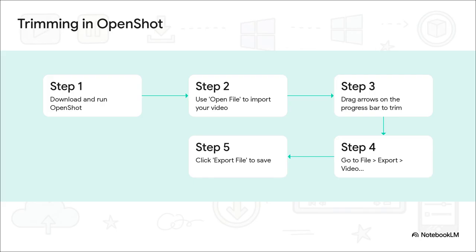But don't let all those extra buttons fool you. The basic task of trimming is still really straightforward. You download and install it, open your video file, and then you just use the little arrows on the progress bar to select the chunk of video you want. Then just head up to the File menu to export your final clip.